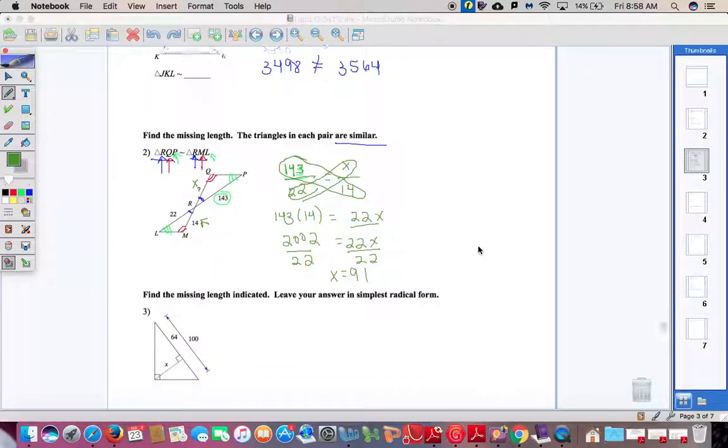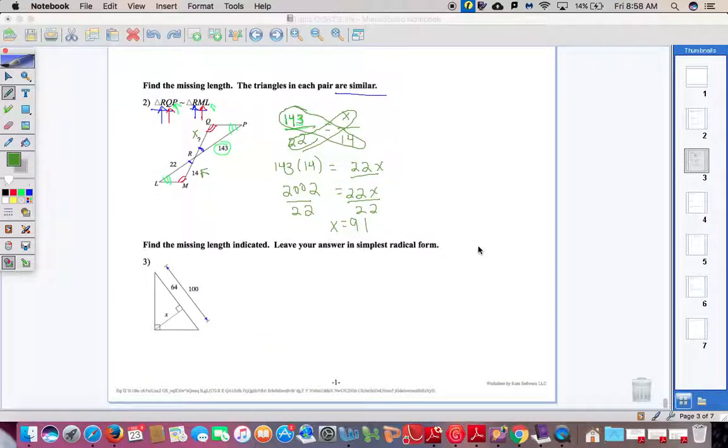Okay. The next question here: find the missing length indicated. Leave your answer in simplest radical form. We are looking for this side length here. We call this the altitude. So this is using the altitude theorem here, which says that we've got these similar triangles. So we've got this one similar triangle that looks like this, and this is our x, and this is 64.